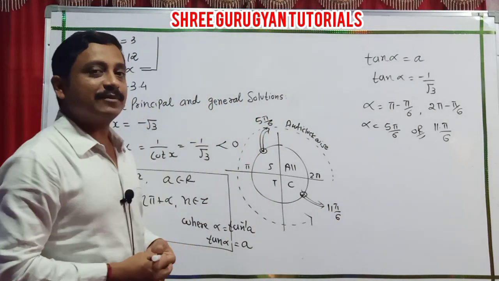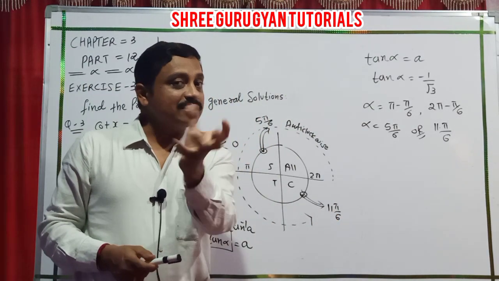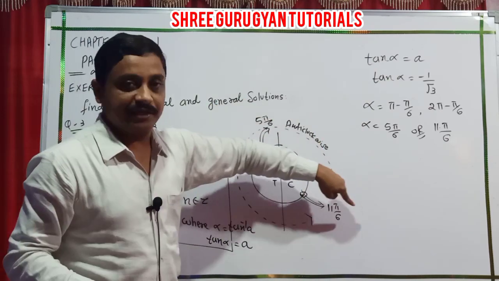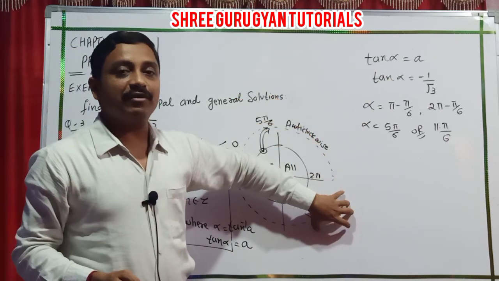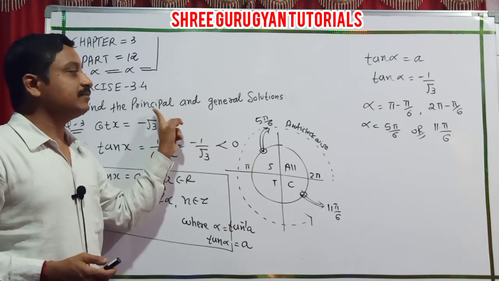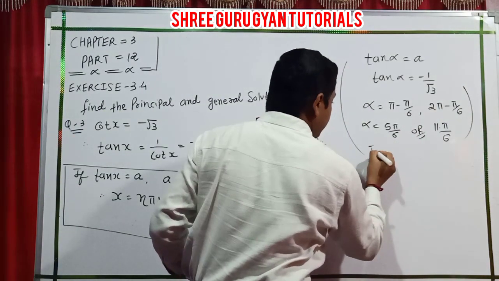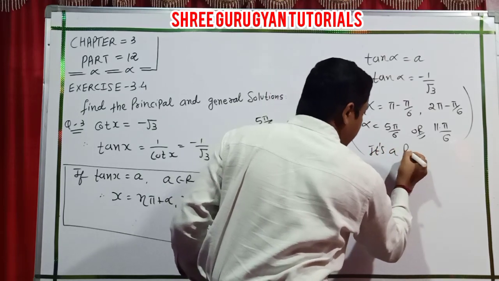These are the final values for our principal solutions. Why is it called principal solutions? Because the angle is under 360 degrees, only one rotation covered in the anti-clockwise direction. So here 5 pi by 6 and 11 pi by 6 are our two principal solutions. So the first answer is done, it is the principal solution.